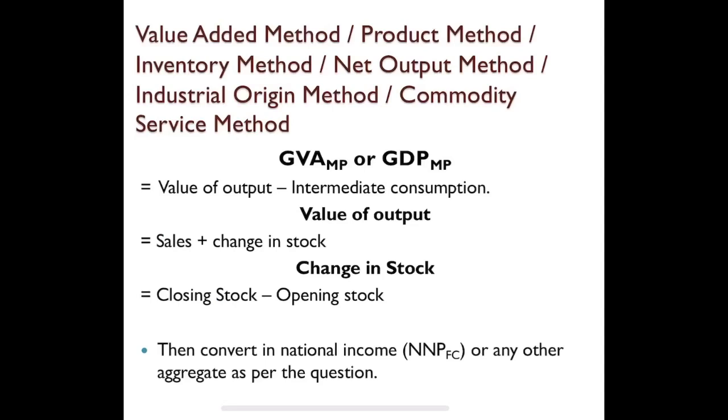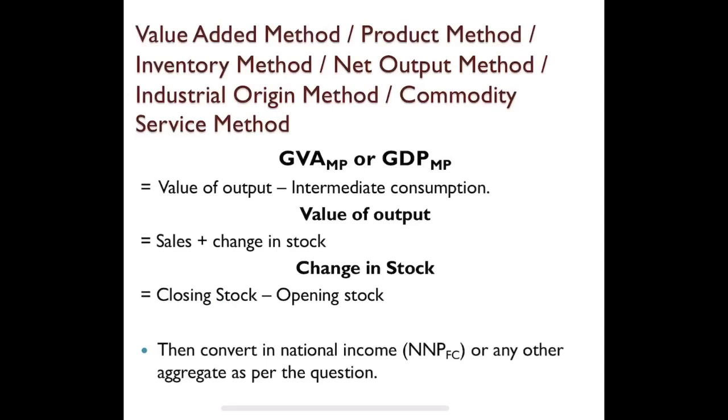So any name which you feel is related to production, that talks about the value added method, because it has so many names, so you must understand it is talking about the production. So production method, value added method, product method, inventory, which is dealing with the product again, net output, output is again the product, industrial origin, which means industry means production, commodity service again production. So value added method talks about the production.